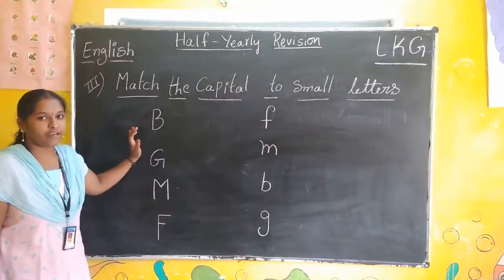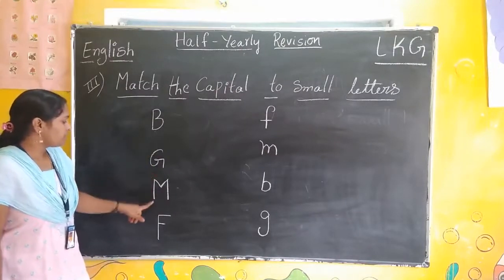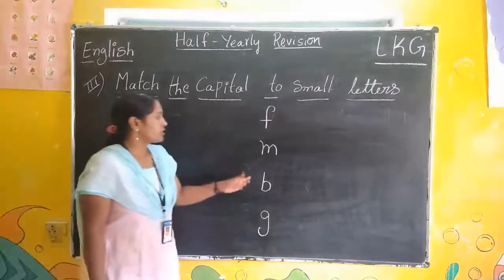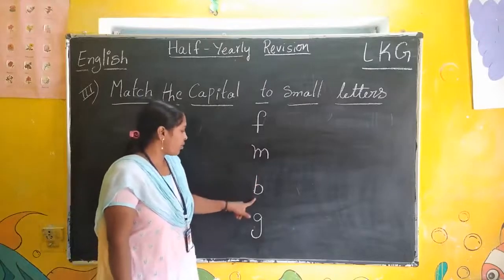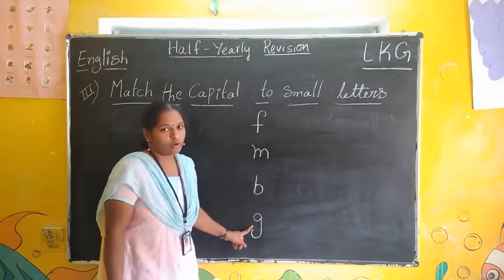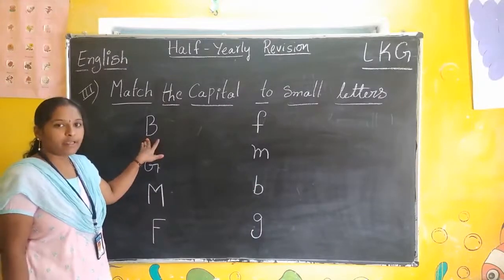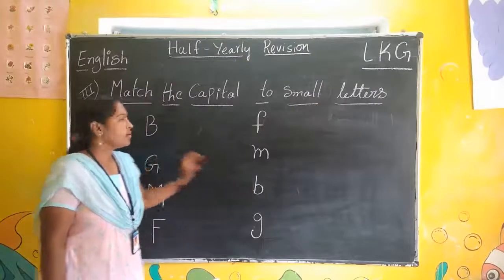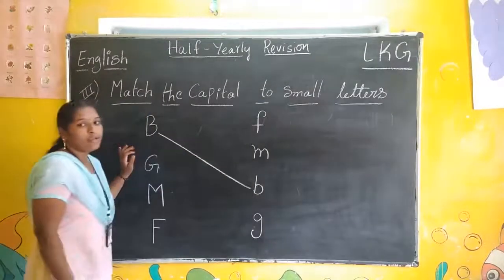First, we have to identify the letters. Capital B, capital G, capital M, capital F. Look here, children. Small f, small m, small b, small g. Okay, children, let's start. What is the first letter? Capital B. Where is small b? Here. Okay? Draw a line. Capital B to small b.